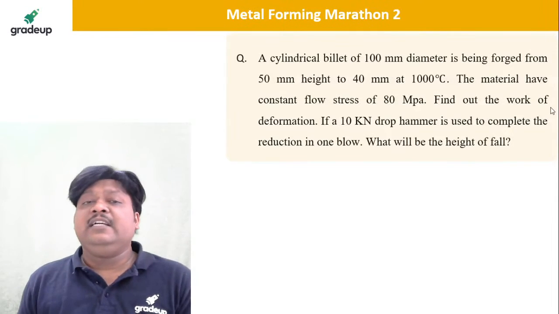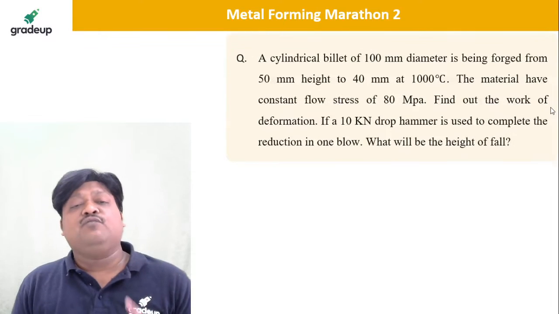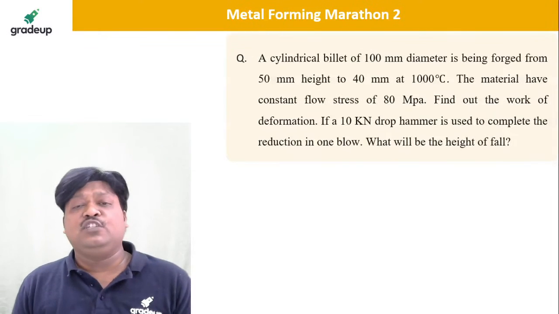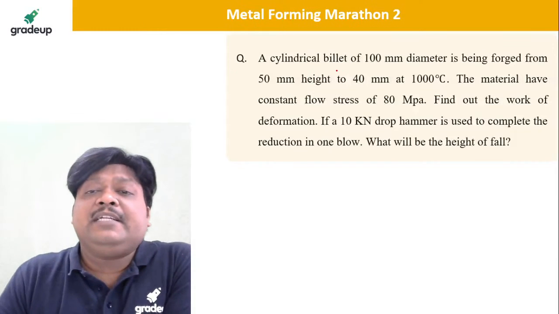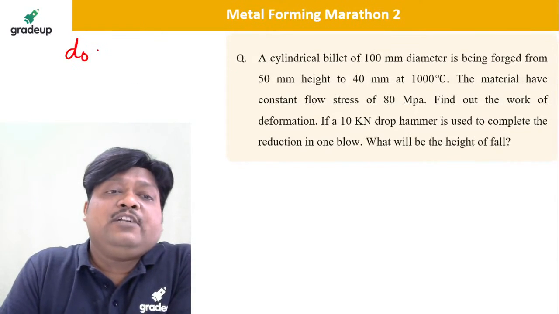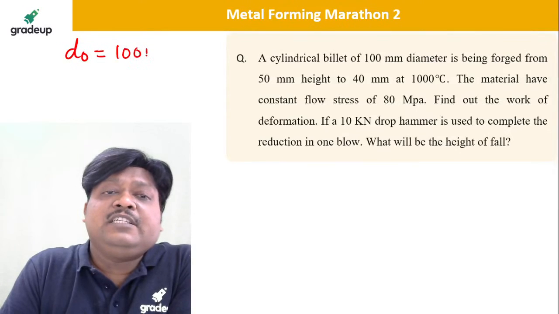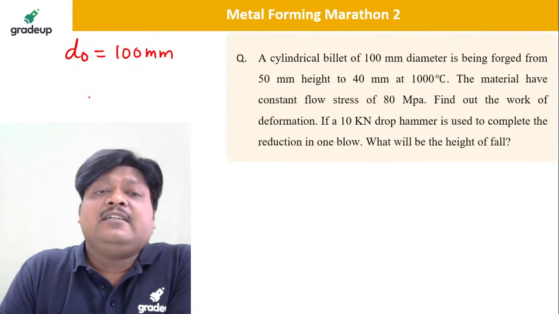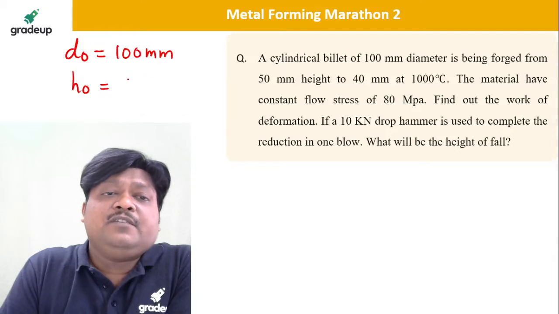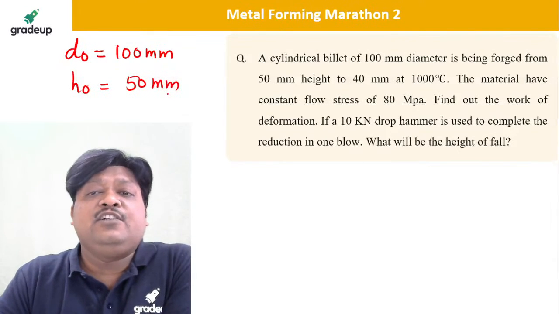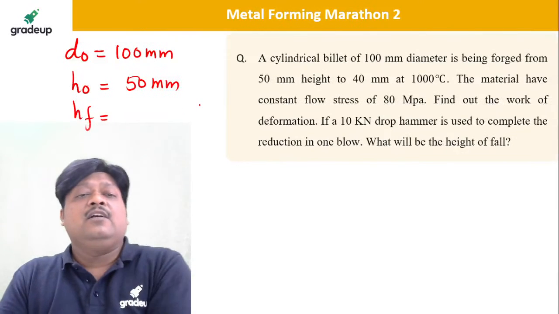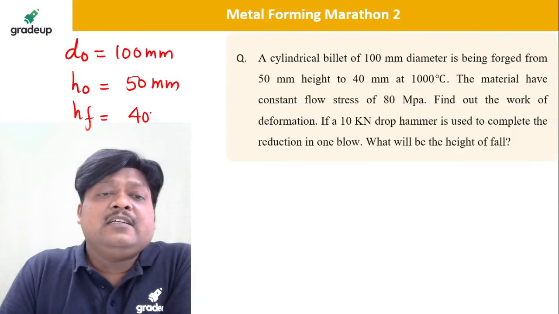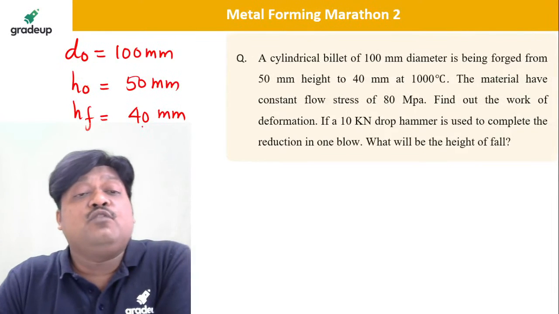Now see, in the case of forging operation, this is the question on forging operation. A billet of 100 mm diameter. The initial diameter of the billet or raw material is 100 mm, which is cylindrical, right? And the original height is 50 mm. Now this height is reduced to 40 mm by the application of the moving platen, or moving die. It is deformed to 40 mm.